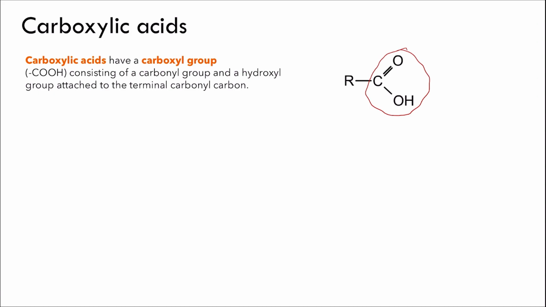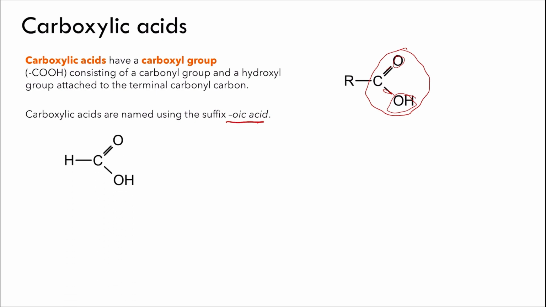It has a carbon with a double bond of oxygen, which we call carbonyl group, and then it has an OH attached to the same carbon. Carboxylic acids are also named using a prefix and suffix. So the suffix here is oic acid. This is the first carboxylic acid in the series, with one carbon atom, and this is called methanoic acid. Meth refers to one carbon atom, and we use methane, remove the E and add oic acid, so this is called methanoic acid.